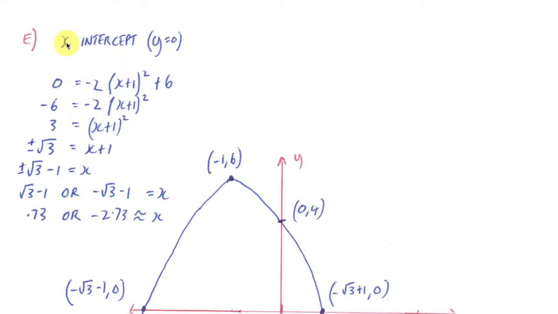E, x-intercepts, I just make y equal 0. I'd subtract 6 from both sides. I divide both sides by negative 2. I take the square root of both sides, which generates positive and negative square root of 3. And then finally I subtract 3 from both sides. So I have positive square root of 3 take 1, or I have the negative square root of 3 take 1 for the x values. Now that's how I should answer it, like that. That's what you show on your graph.